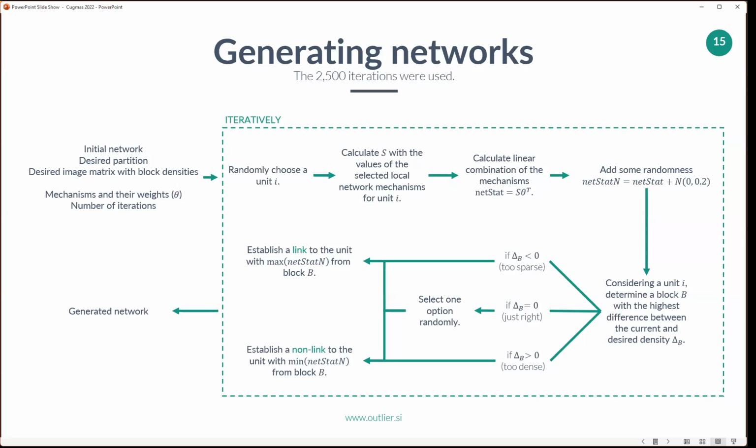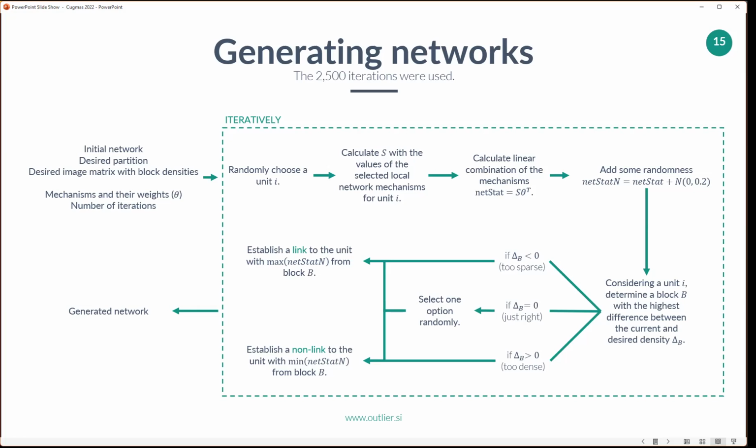I think it's time to present the algorithm that we propose for generating these networks. This is an iterative algorithm, which means that we have to provide the number of iterations, which we set to 2,500 based on some preliminary analysis that we did. And we have to specify some initial parameters for this algorithm. Of course, we have to provide the initial network, also the desired partition and desired image matrix with block densities, and then also the mechanisms and their weights, and of course, the number of iterations.